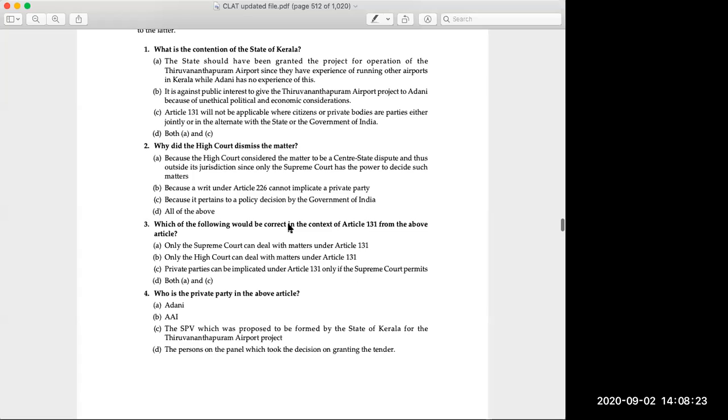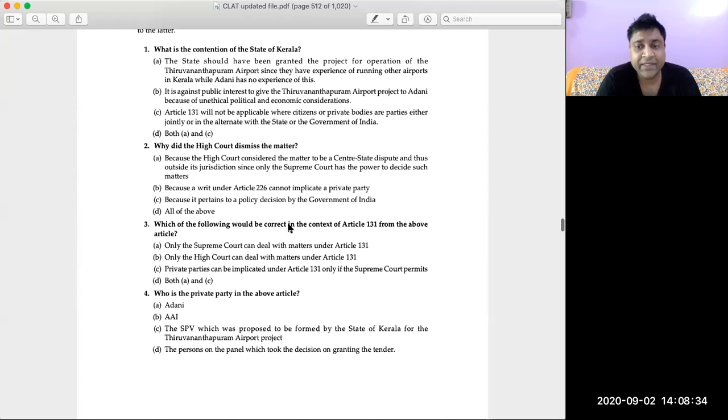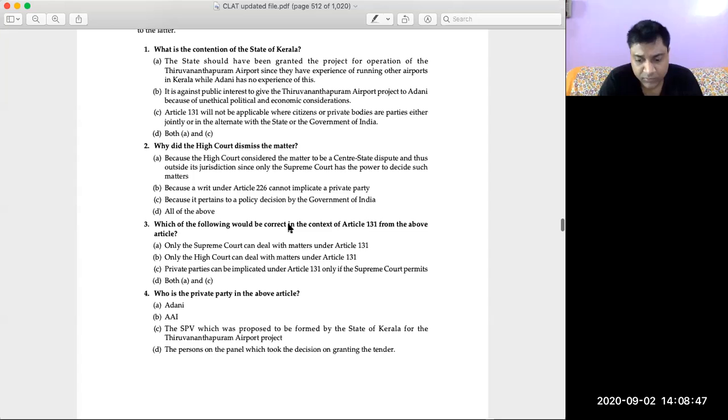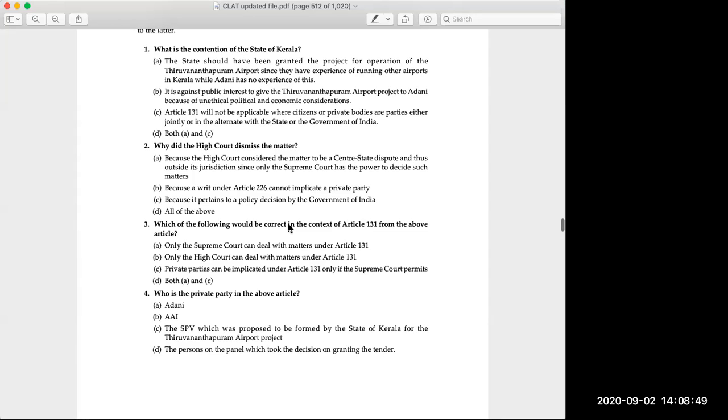So the state of Kerala was stating that Adani had no experience. That is why they wanted it to be given to them. Is there any line from the passage which you can point out and say this is the reason for saying that option A is correct? No, sir. I am saying option D is correct. Both B means B for Bombay. No, sir. D for Delhi. Option D.